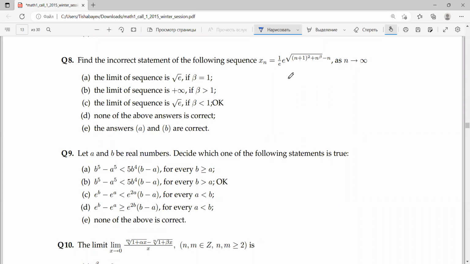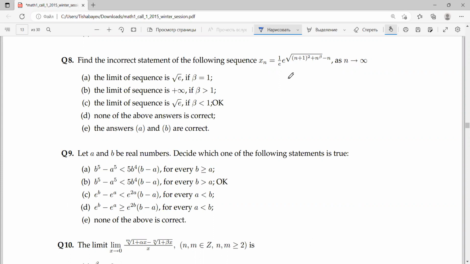Find the incorrect statement of the following sequence. So we need to find the incorrect statement here. We can check each of them. For example, beta here is 1. If beta is 1, it will be 1 over e to the power of square root of n plus 1 plus n.